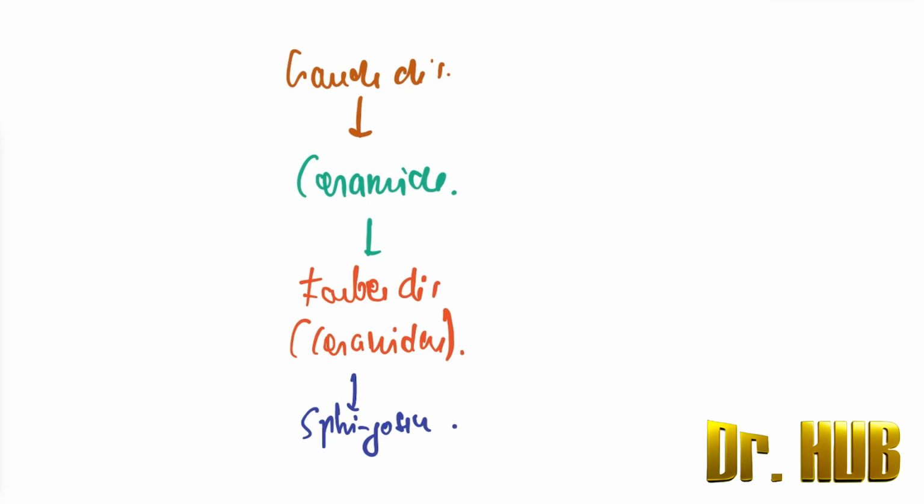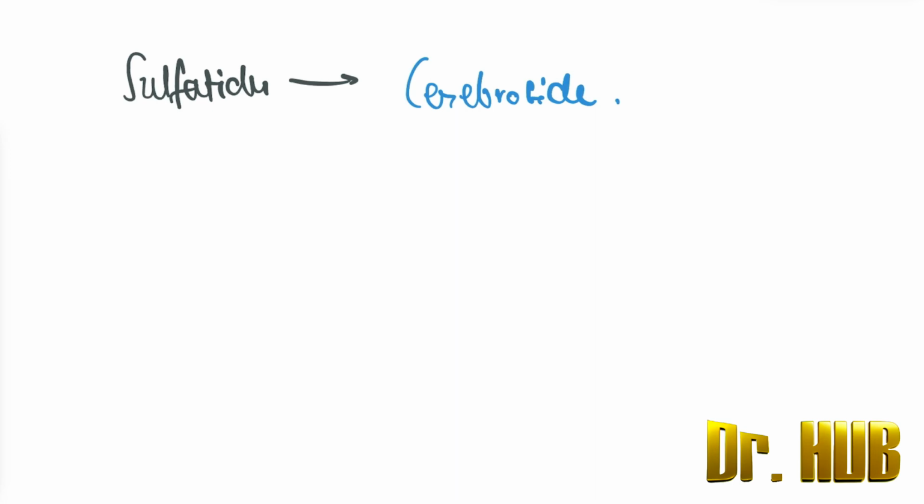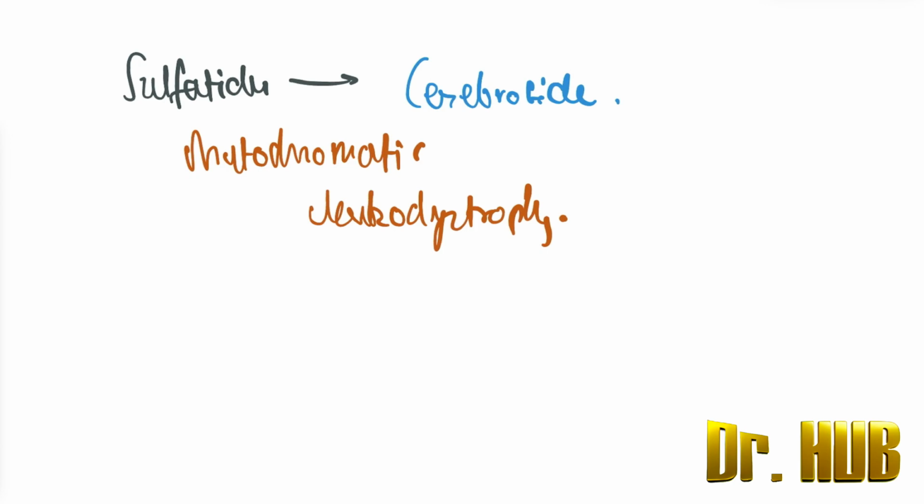So here, let's look at some of the alternative steps which join the process. There is the presence of the sulfatides. These sulfatides lead to the cerebrosides. The sulfatides, the presence is the metachromatic leukodystrophy. So what is the process here? It is involvement of the aryl sulfatase, aryl sulfatase A.